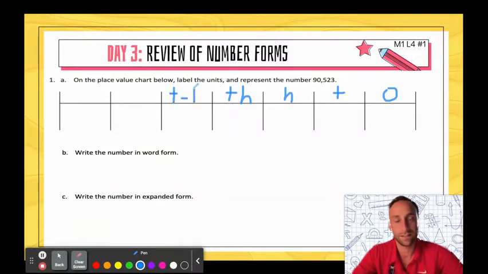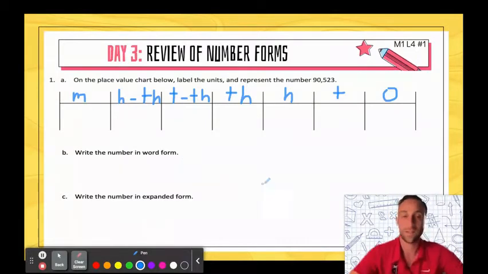I got my T dash TH for the 10,000s place. I have my 100,000s place, so now I'm going to do H dash TH. And lastly, I have the millions place. Boom. Now I have to place and represent 90,523.